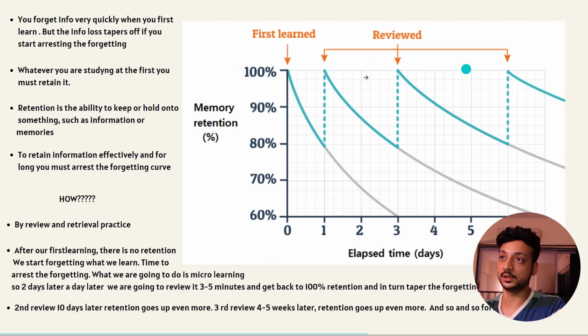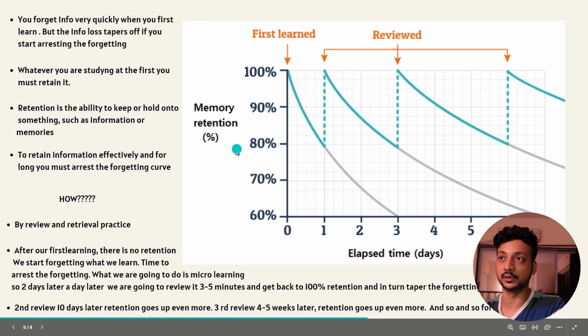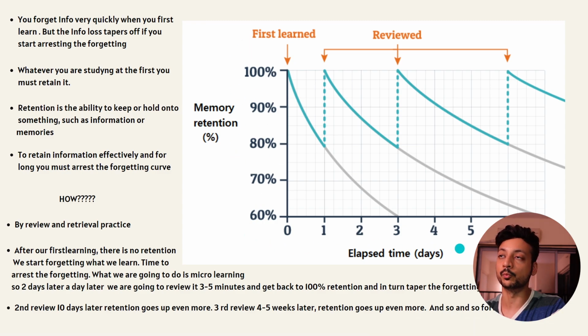So here, as you can see from this graph, this is the memory retention on the vertical line, and this is the time which has passed. So whenever you start learning something at the start, like suppose you're learning a coding lesson or maybe a foreign language, you start to forget as time passes by. So the whole point, or the whole goal which should be on your mind, is to start arresting the forgetting.